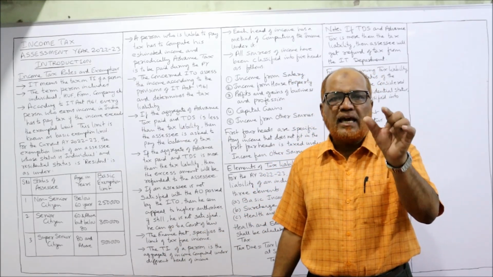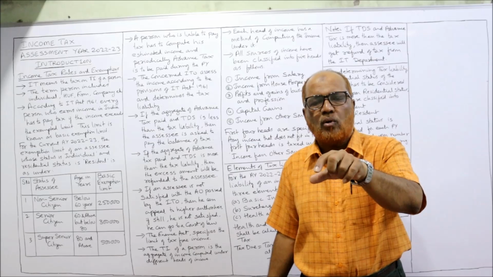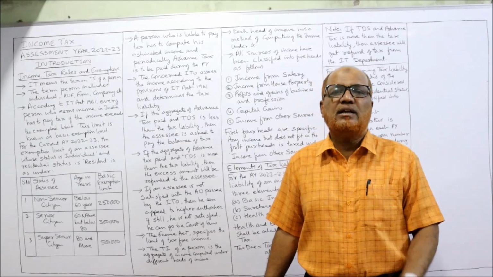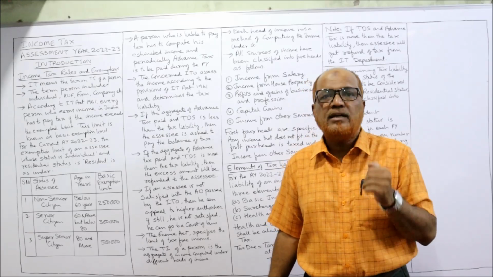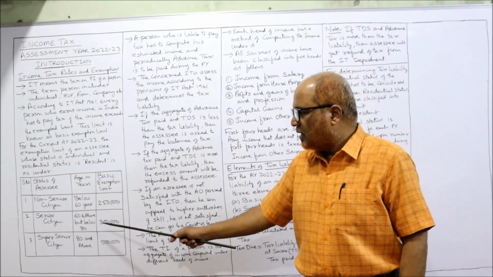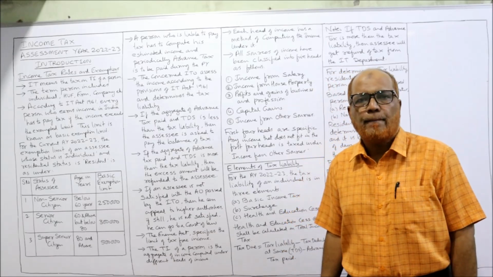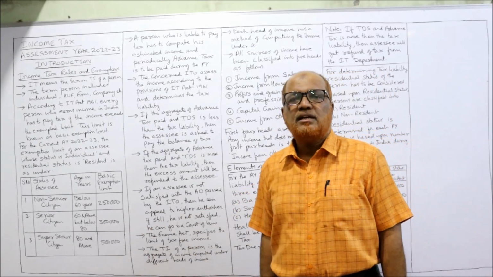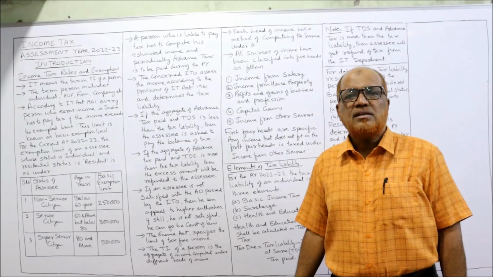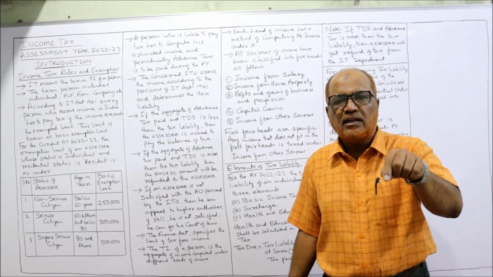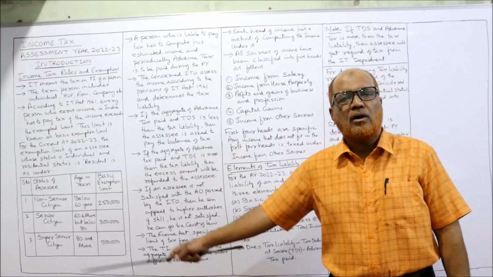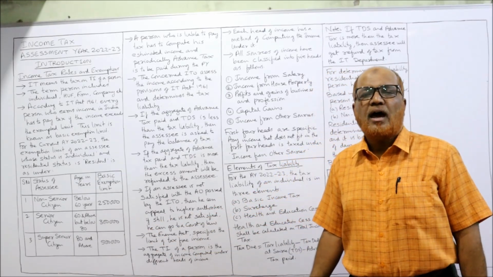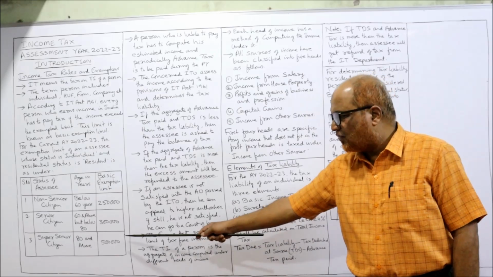Second category is senior citizen. A person whose age is 60 years and more but less than 80 years. 60 years plus but below 80 years. The exemption limit is 3 lakh. Now super senior citizen. A person whose age is 80 years and above. 80 and above, they are called super senior citizen. And the basic exemption limit is 5 lakh.